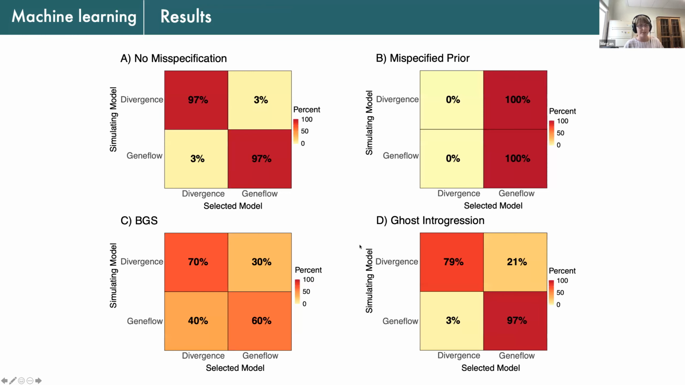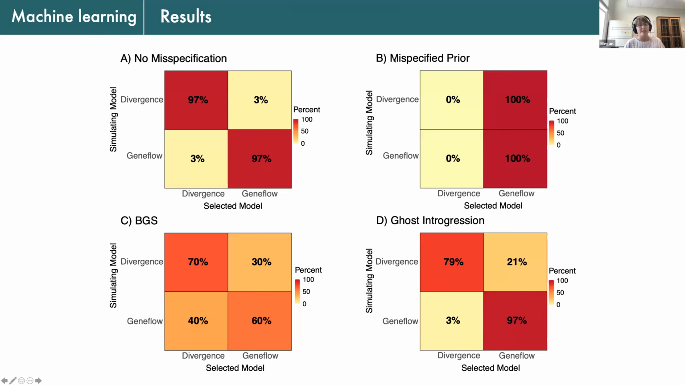Okay, so these are the results. Here I'm showing the results in the absence of a misspecification. So we just test this on data generated under the correct models, the models we use for training. When we generate data under a divergence model, we select the divergence model 97% of the time. And when we generate data under a gene flow model, we select the gene flow model 97% of the time.